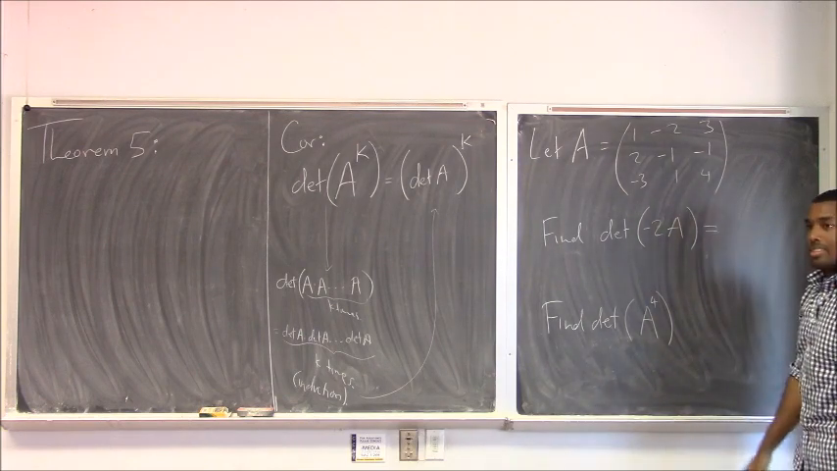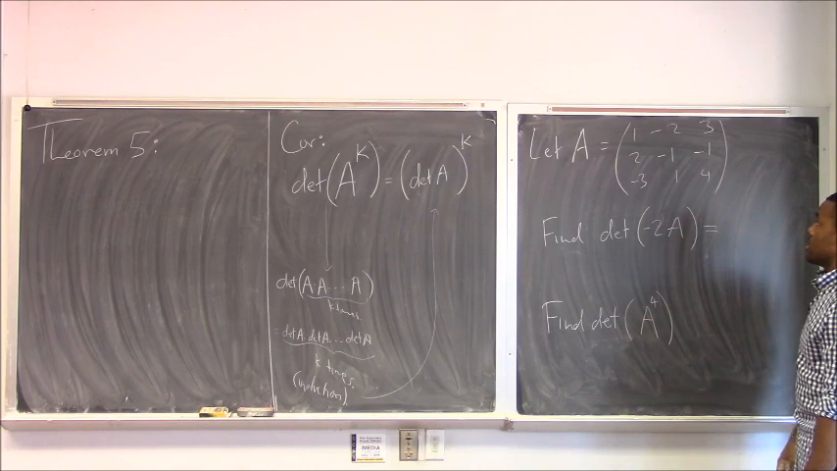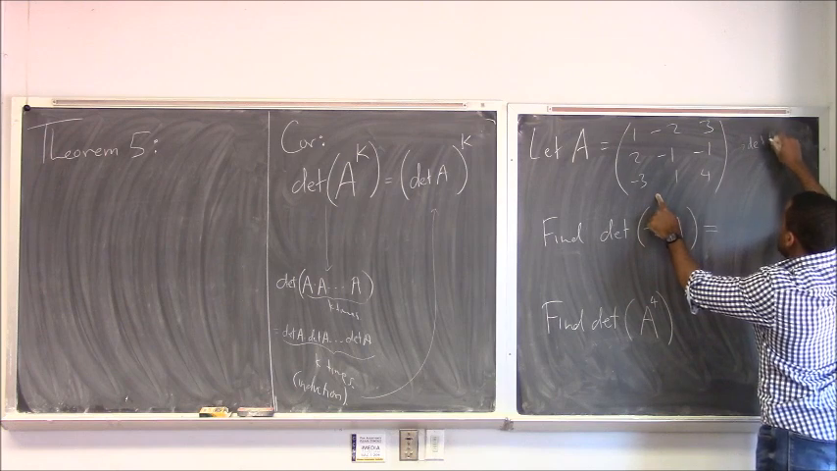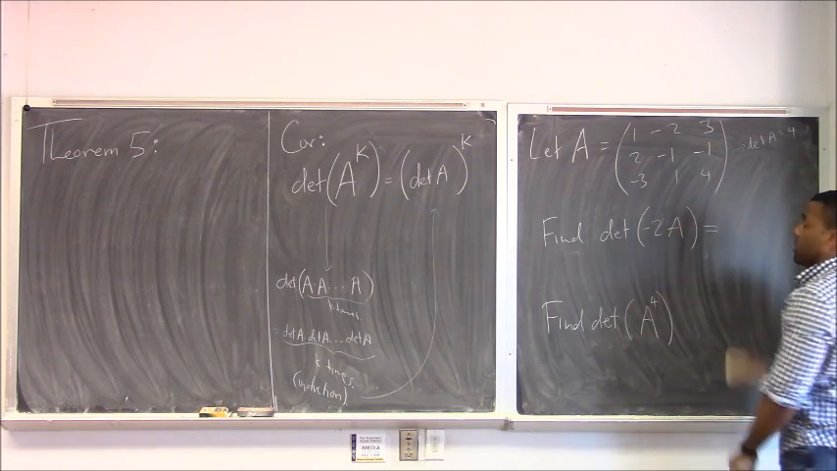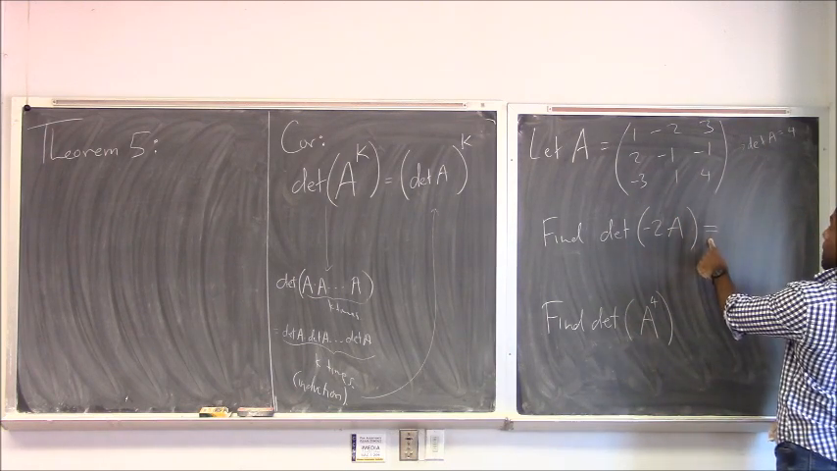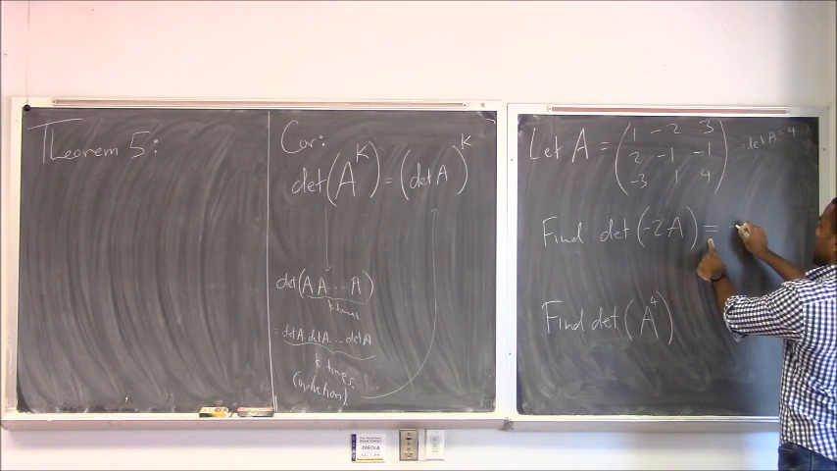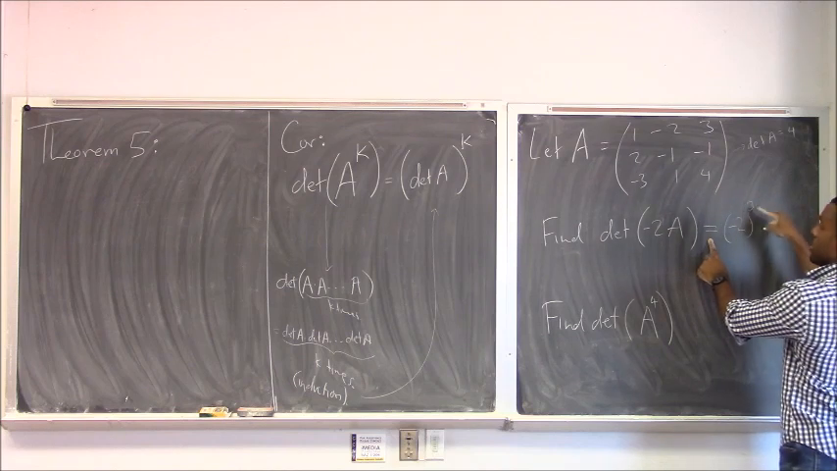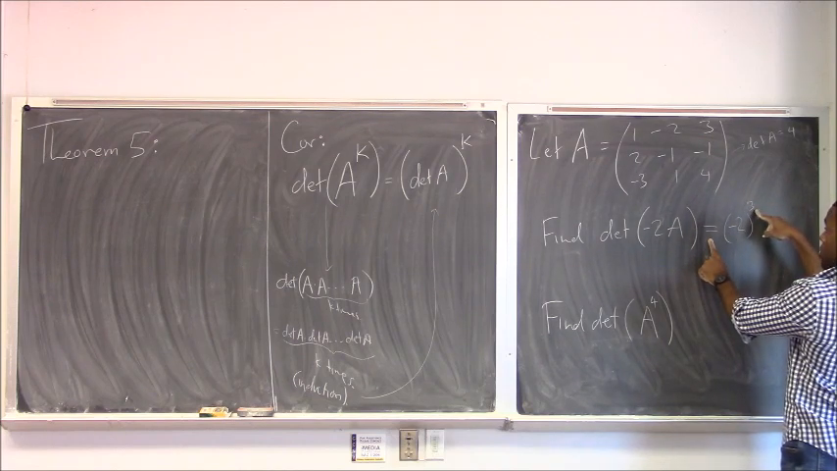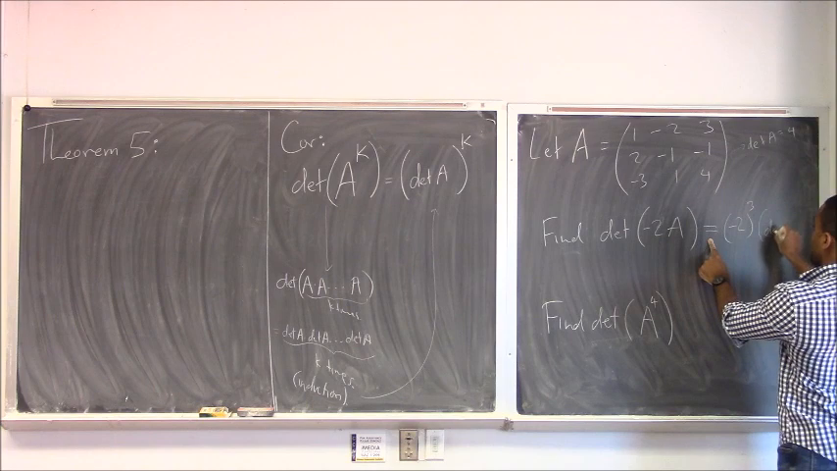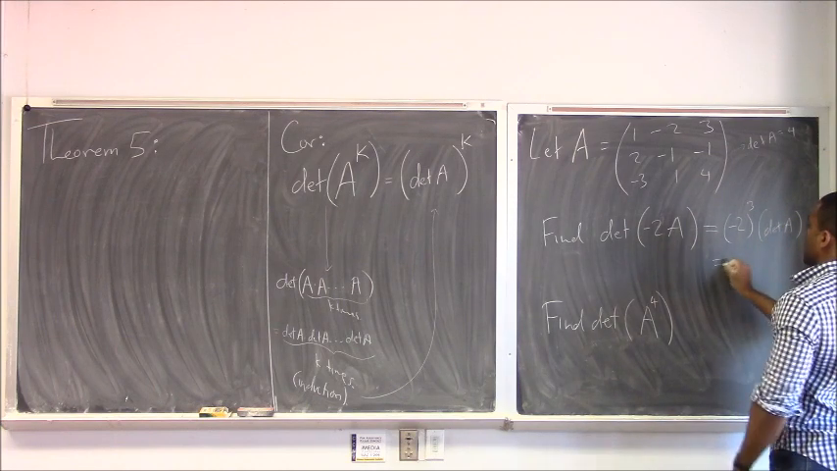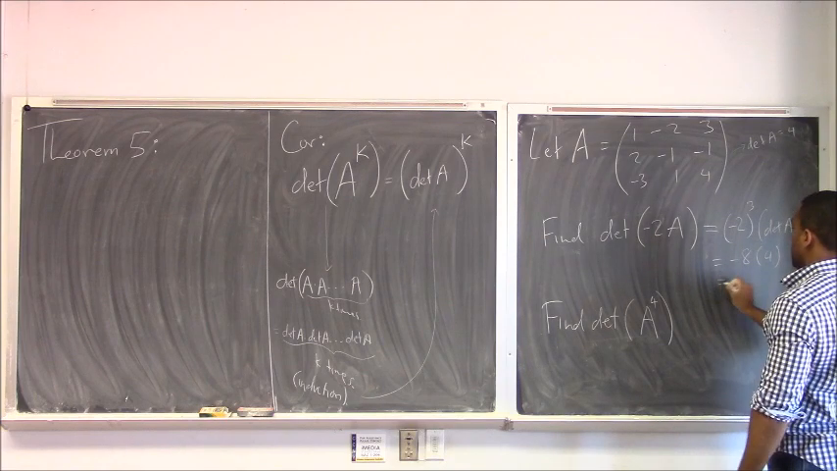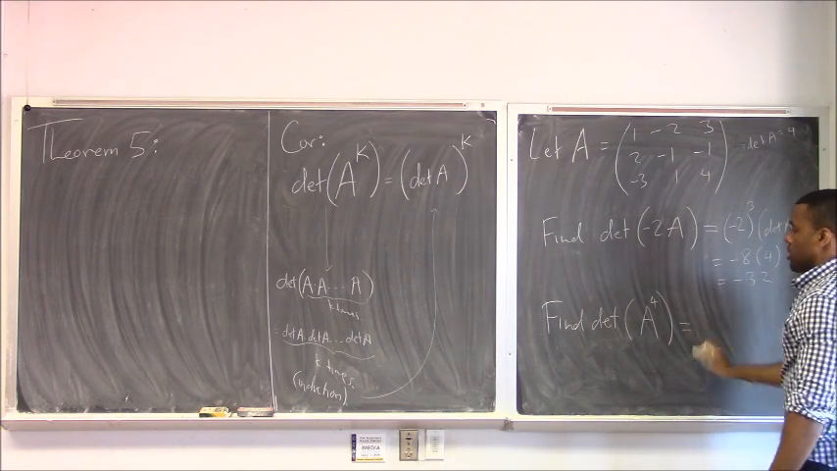What's the answer? Minus 32. Because we know what the answer here was, right? This is the same matrix we had before. Determinant of A was 4, I think we found. So this is going to be minus 32. How do you get that? Negative 2 to the power of 3, because you have to raise it to the number of rows, times the determinant of the matrix. That becomes minus 8 times 4, which is minus 32.